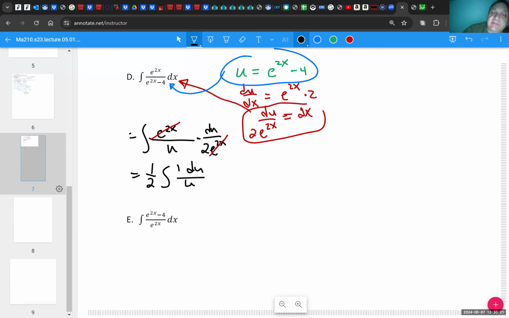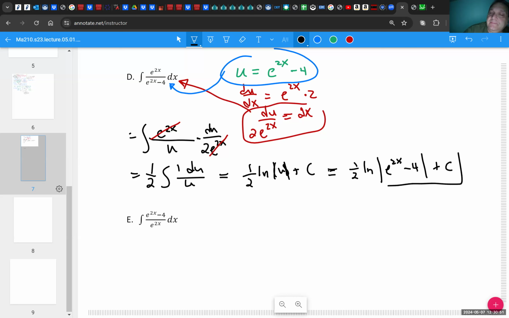We know what the antiderivative of 1 over u is. It's the ln. I have the 1/2 times the ln of the absolute value of u plus c. And then I just put it back in terms of the original variable. u was e to the 2x minus 4. So this is like that. And then we get our plus c. Just like that. So there's another example of integration by substitution.